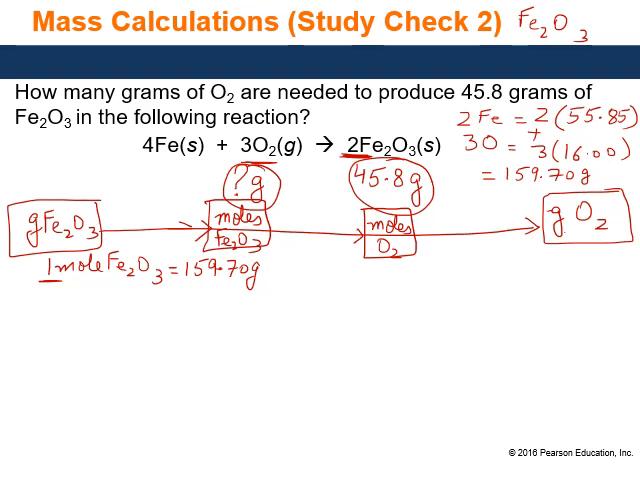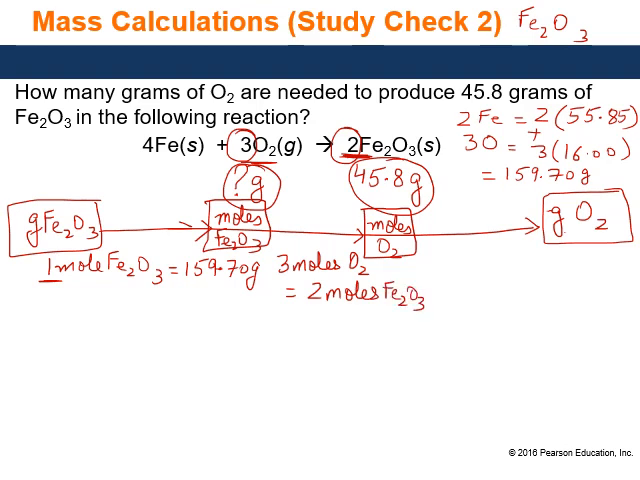Next is the mole to mole ratio between Fe2O3 and oxygen. This is where I will use the stoichiometric coefficients. Remember, these numbers in front are never used except when you're going from moles to moles. So what is my relationship here? It is going to be for every 3 moles of O2, we get 2 moles of Fe2O3.